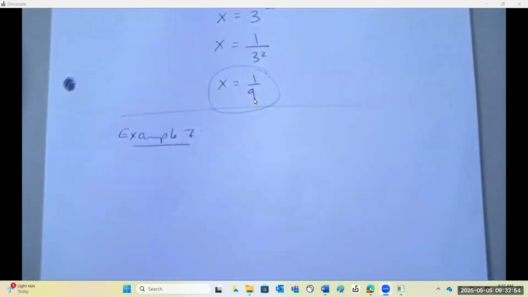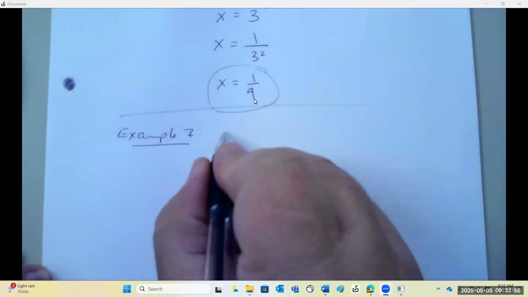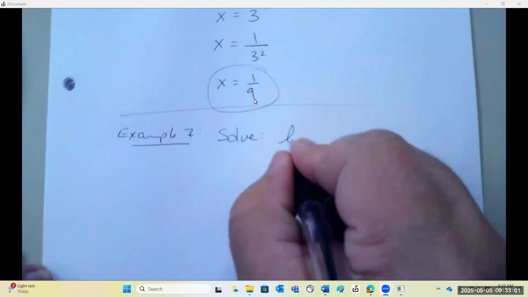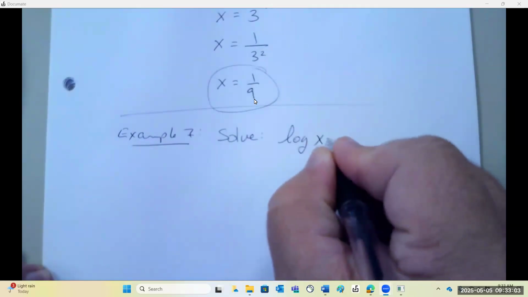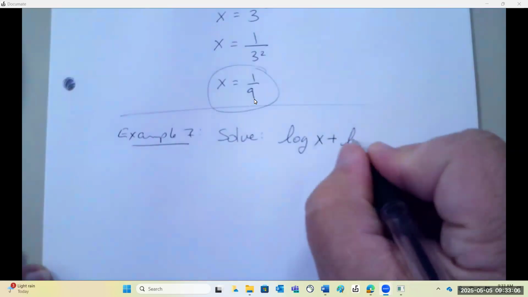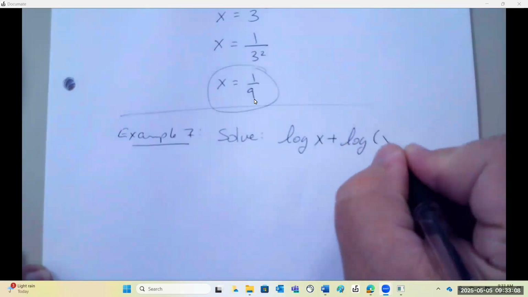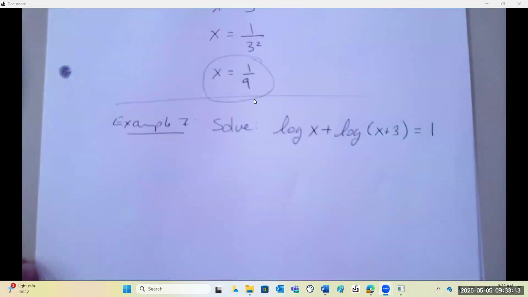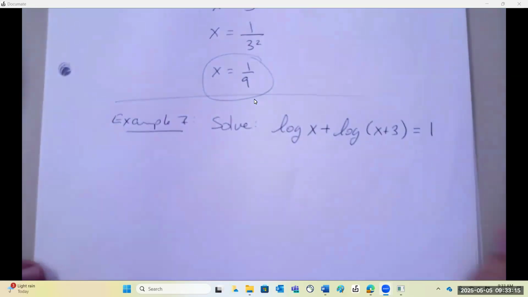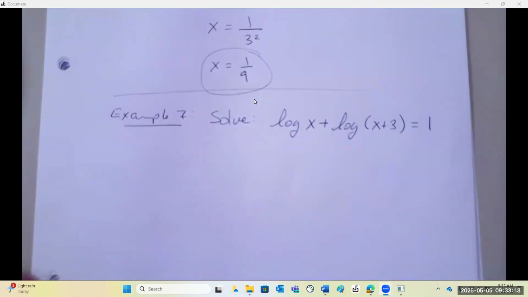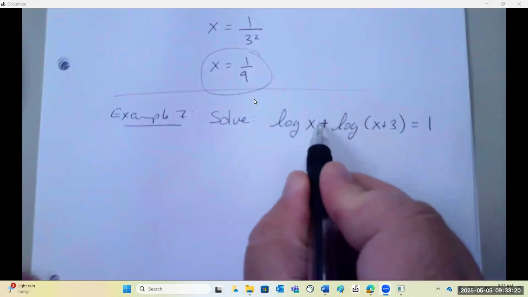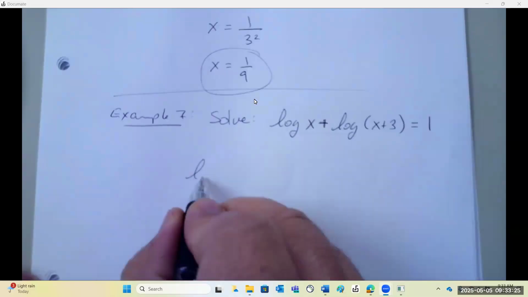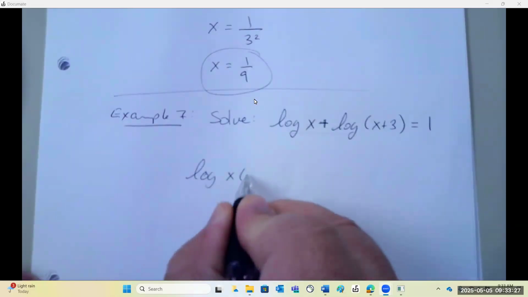Example 7. Solve this one: log x plus log (x plus 3) equals 1. First step, since this is a plus, I combine these two logs. Since they're plus, I get to combine them by multiplying them.